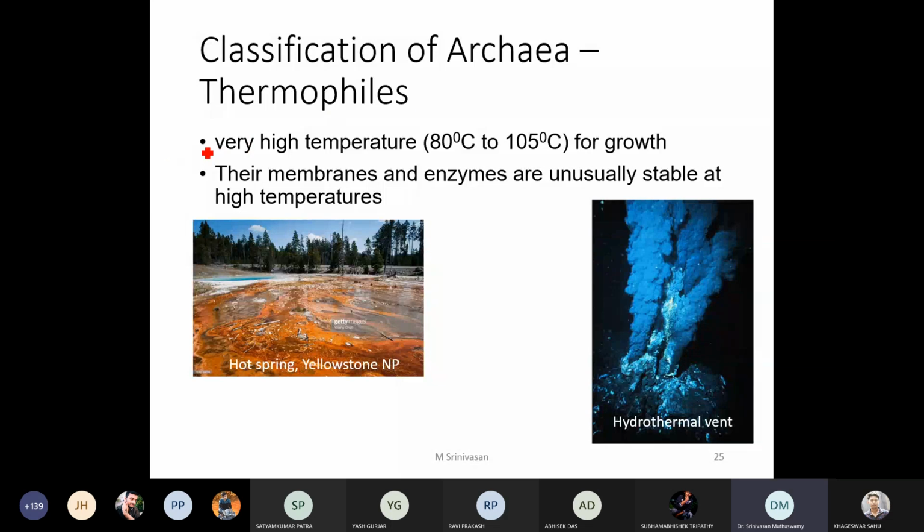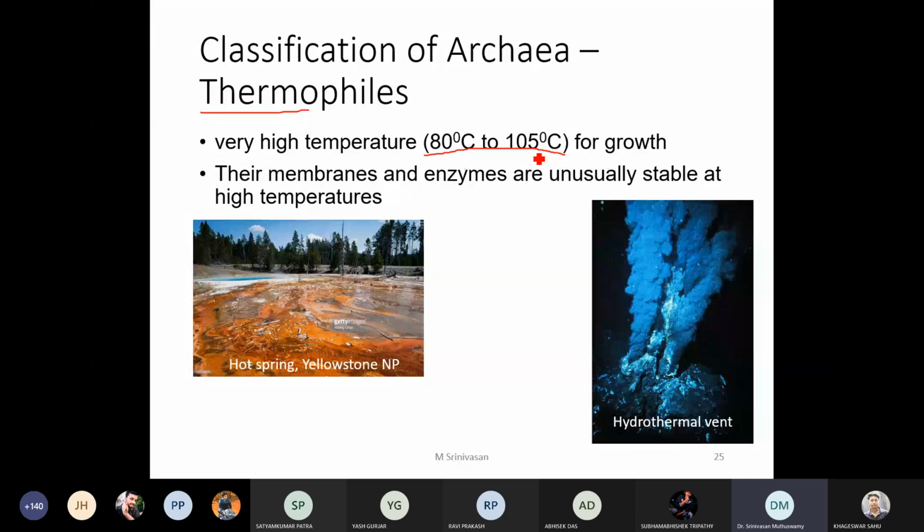And next, the thermophiles. Thermo refers to temperature. They grow at very high temperatures, around 80 to 105 degrees Celsius. They require this temperature for growth. At normal room temperature, these bacteria cannot grow. These bacteria can be seen only in hydrothermal vents as well as in hot springs. In those areas, the temperature is always maintained close to the boiling temperature of water, above 70 or 80, up to 100 degrees Celsius.